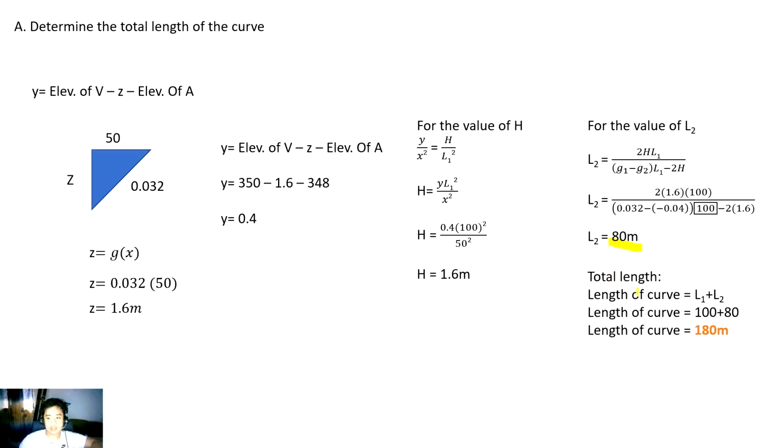Ngayon, yung total length or length of the curve, makukuha natin siya sa pamagitan ng pag-add ng L1 plus L2. So, since L1 natin ay 100, ang L2 natin ay 80, so ang magiging final answer natin is 180 meters.